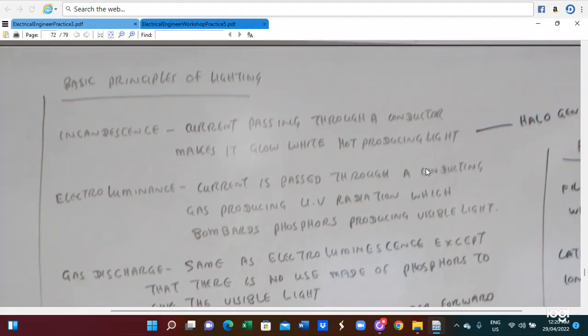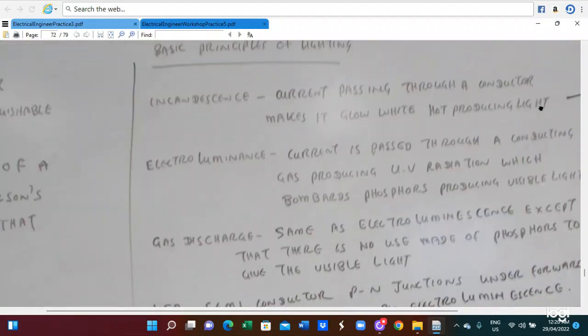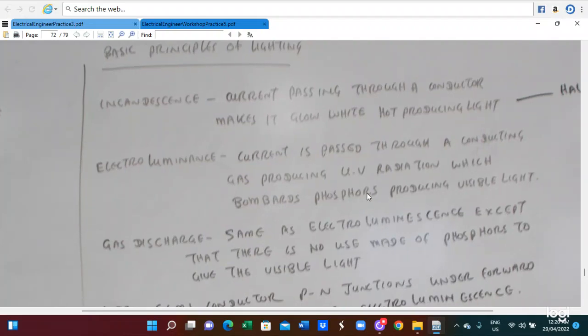So this is the halogen lamp. In the fluorescent lamp, the electrodes are luminous. When the current passes through the conducting gas, it produces ultraviolet radiation, which bombards the phosphor, producing visible light. So when the current passes through, it will produce UV radiation. This UV radiation bombards the phosphor. By bombarding the phosphor, it will produce visible light.